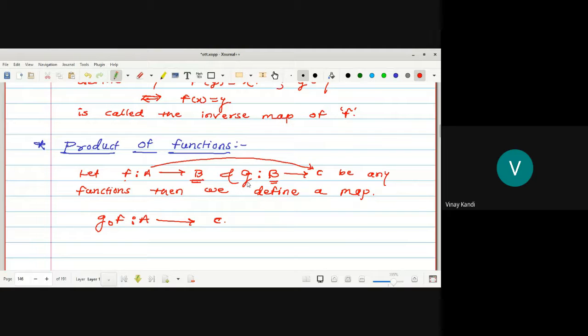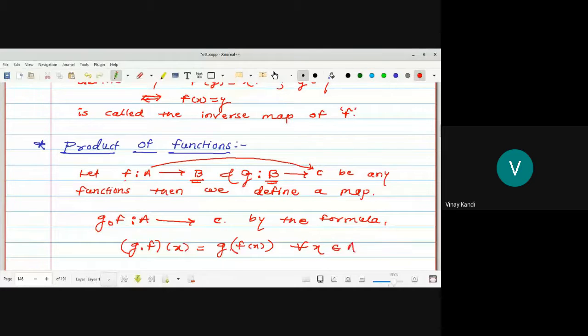Then we can define g into f, or g composition f, as a function from A to C by the formula: g composition f applied on element x is g of f of x, applying the first f, for all x belonging to capital A.